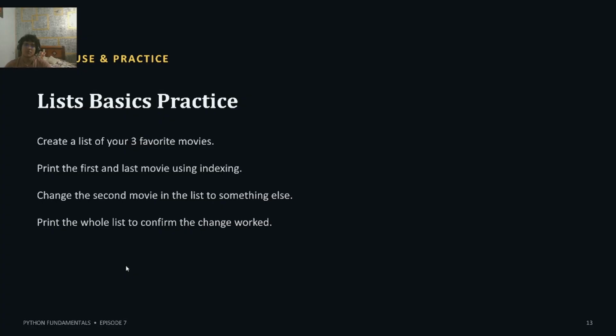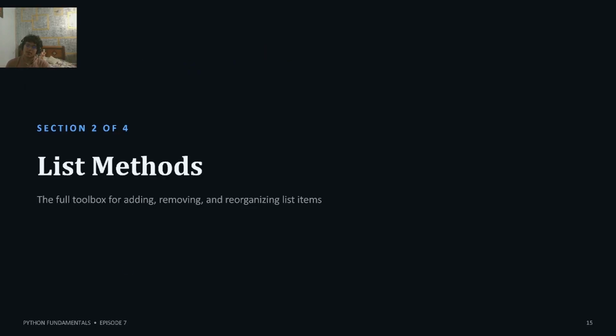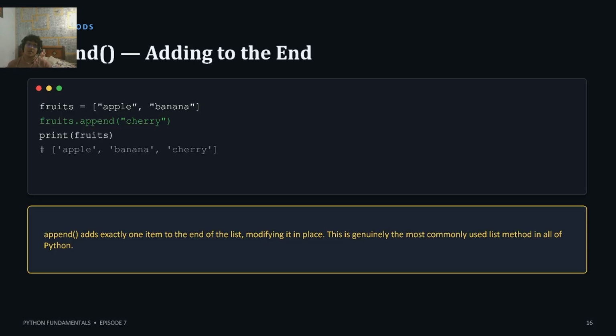Now let's move to the next one. The next one is list methods. Now let's cover the full toolbox of methods that live on every list: adding items, removing items, and reorganizing what's there. Let's start with append. We use append for adding to the end, okay?